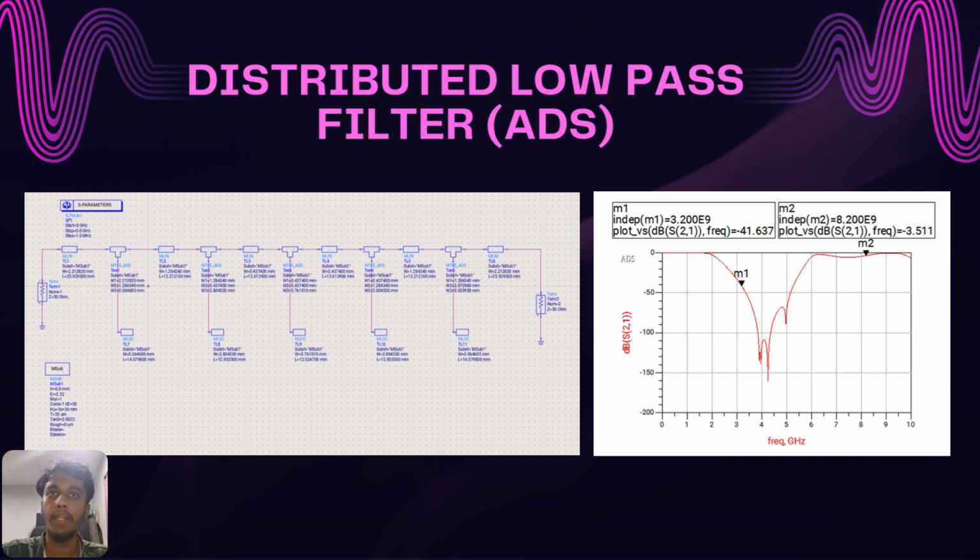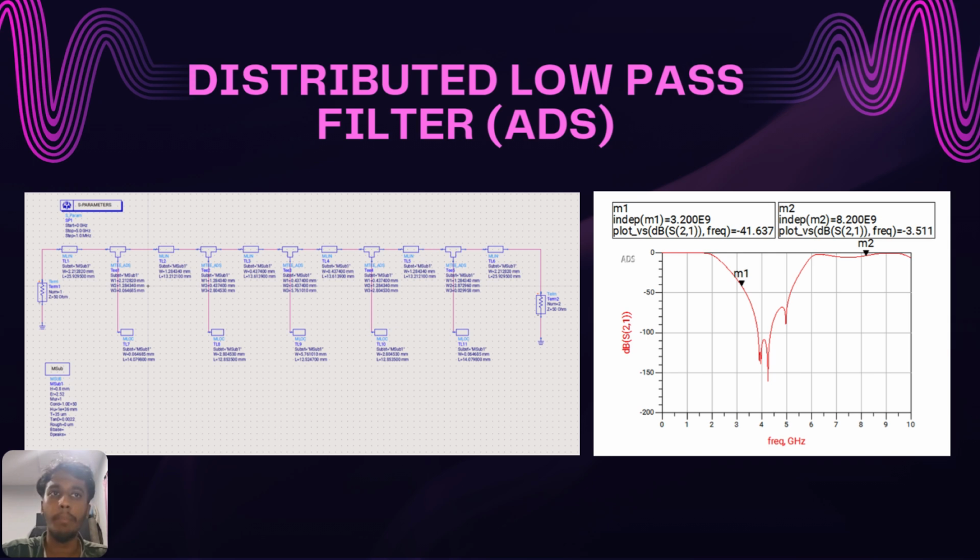So we use MLIN components for the connecting transmission lines and MLOC components to represent our shunt open stubs. And also we use MTEE components to accurately model the junction points. Looking at the frequency response graph on the right, the distributed design successfully mimics the lumped version over our target operating range. At the 3.2 GHz cutoff, the insertion loss is accurately at negative 3.5 dB.